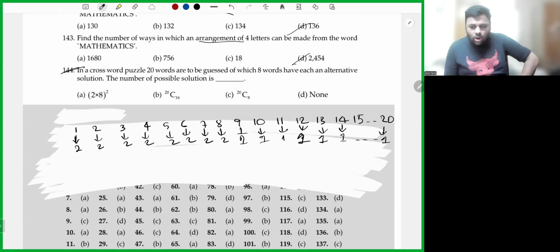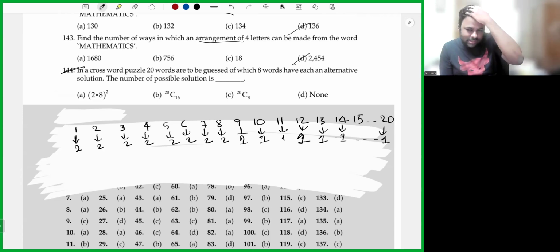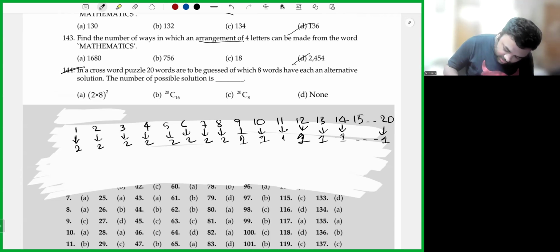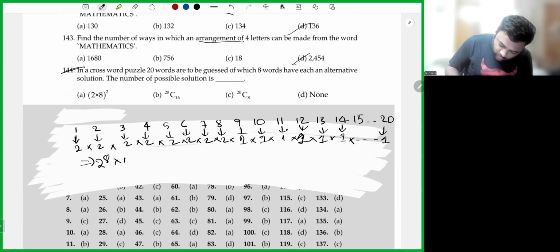When you complete all the answers only, then the crossword puzzle will be completed, right? You have to write all the answers. You can't leave even a single answer. Every answer must be written. So the connecting word will be and.